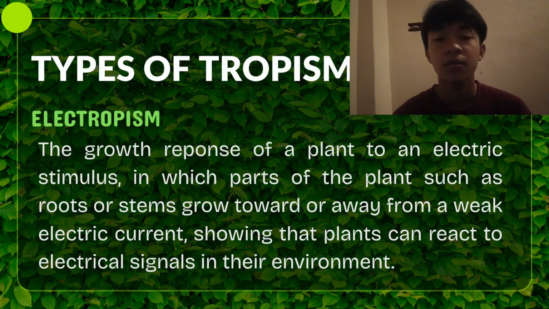Electrotropism. This is said to help the plant grow using electrical signals, and it is possible that the roots or stem of the plant grow toward or away from a weak electric current.